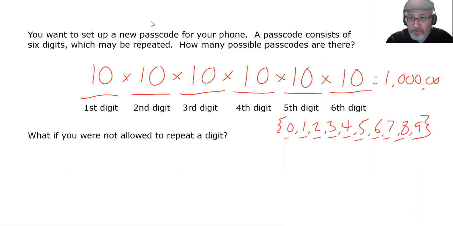I'm not sure what just happened there. When I get too far to the side of my screen, something slides off from the edge, and I don't like it. All right, so we only have 1 million different possible passcodes.